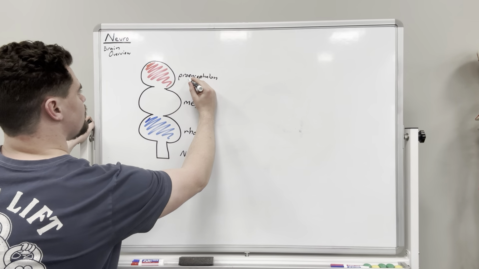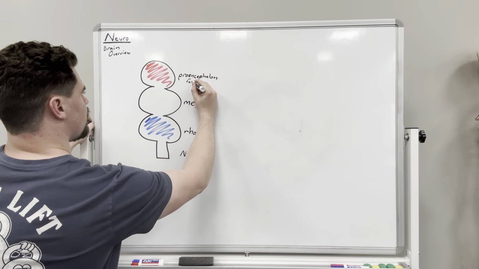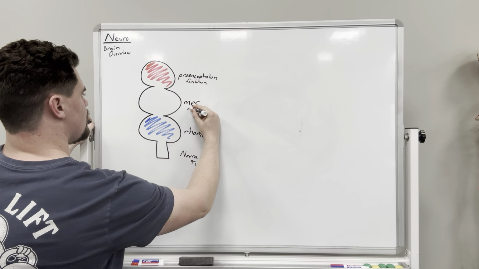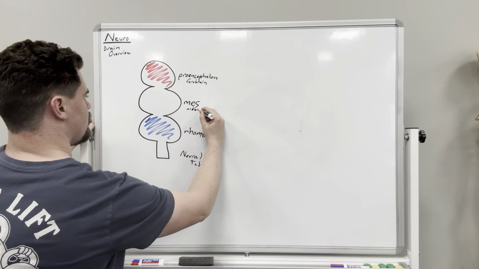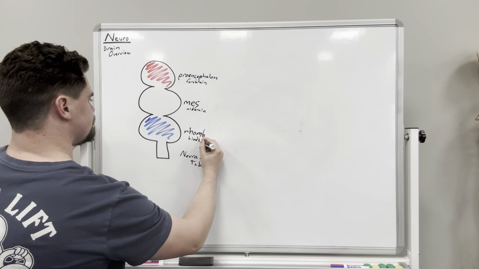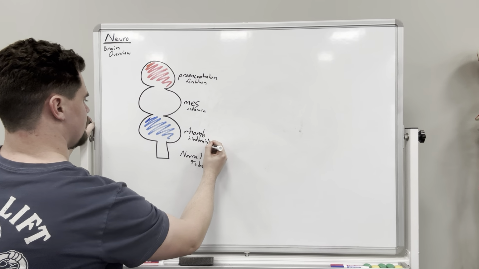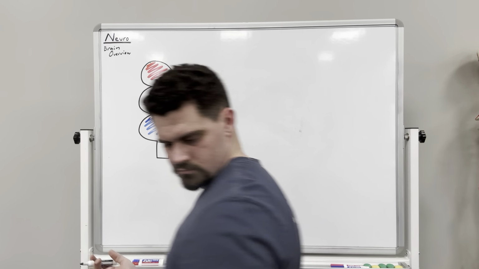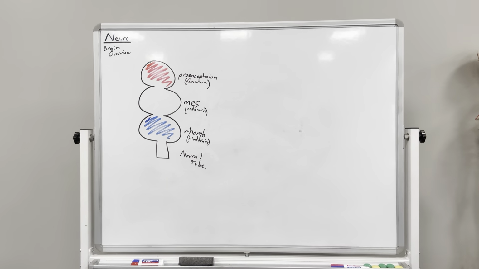Another name for all of these is, so this is the forebrain. This is the midbrain. And then this is the hindbrain. And I'll put that in parentheses there. Okay, so, that makes sense. That's not too horribly bad.